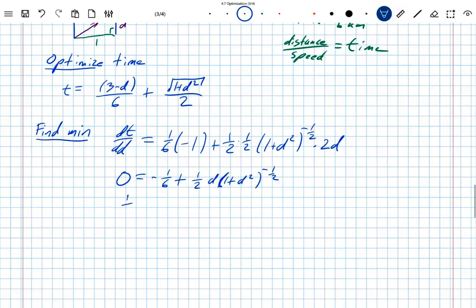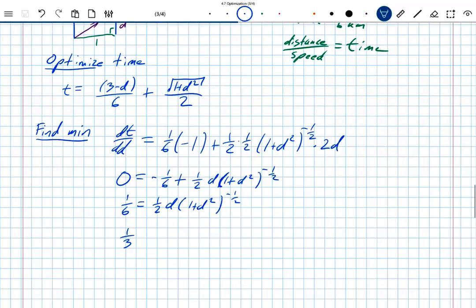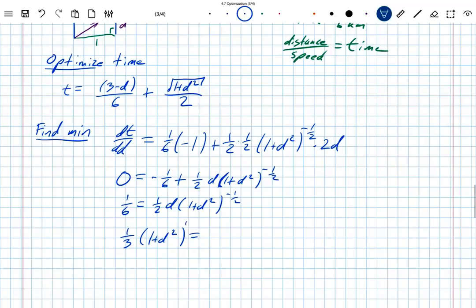I'm going to bring that 1/6 over. Okay, I'm going to go ahead and multiply both sides by 2 to get 1/3, and get rid of that 1/2. And then I'm going to also play this game where I multiply both sides by this 1 plus d squared to the 1/2. So I would get 1 plus d squared to the 1/2 equals d.